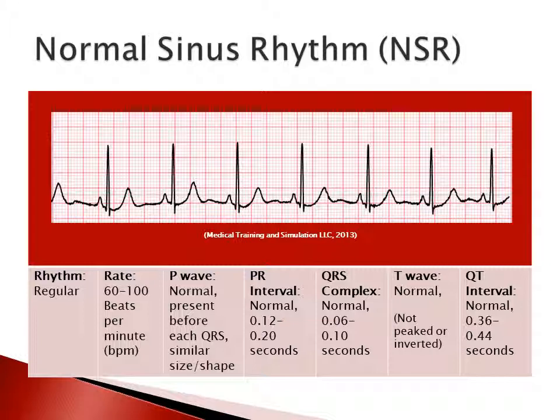Then we're going to be looking at our P waves, and we're going to be seeing that all across the strip, P waves are present, they're upright, there's one in front of each QRS complex, and they're all similar size and shape.